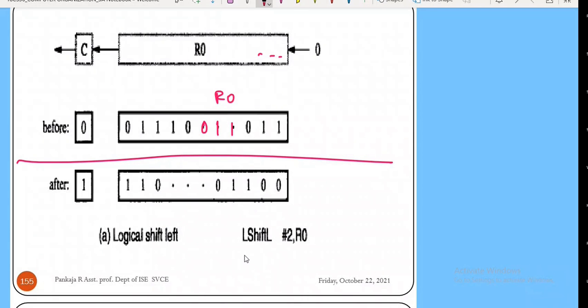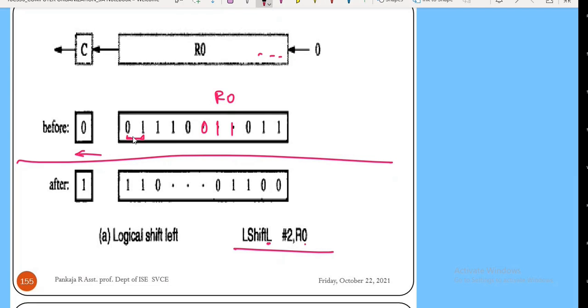So my instruction is logical shift left. Okay, L stands for left. How many bits? 2 bits from the content of R0. Now shift left means this side. Okay, shift left. How many bits? 2 bits. That means these 2 bits should be shifted out of this register. So after shifting, what will be the state of the register and carry flag?